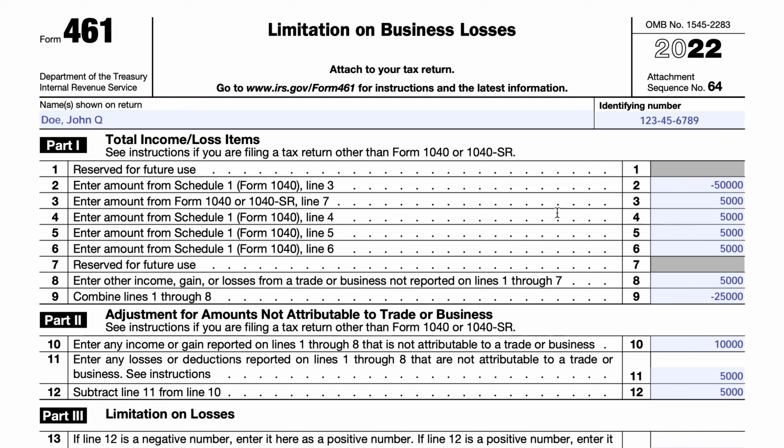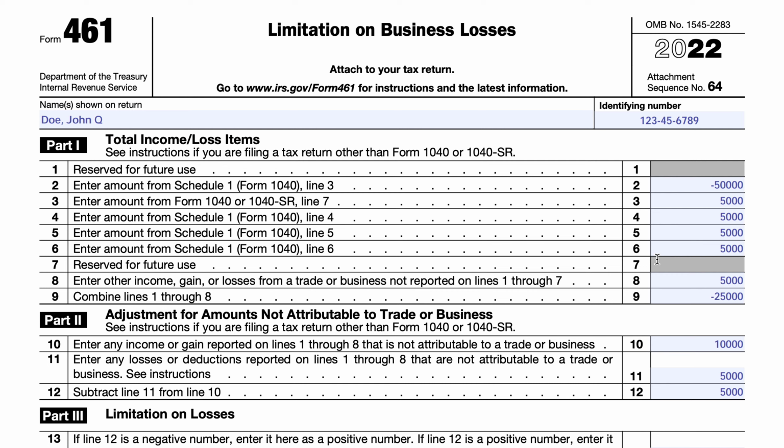Lines 4, 5, and 6 in here come from Schedule 1, line 4. So line 4 happens to be other gains and losses, and you would originally calculate that amount on IRS Form 4797. Line 5 comes from Schedule E, so this is supplemental income from rental real estate, royalties, partnerships, S corporations, trusts, estates, etc. So supplemental income and loss. And then line 6 is farm income or loss that would be reported on Schedule F.